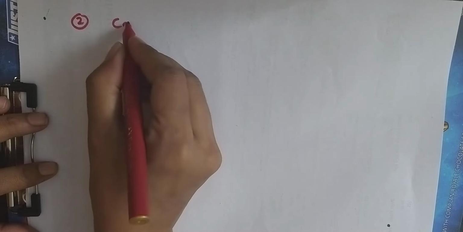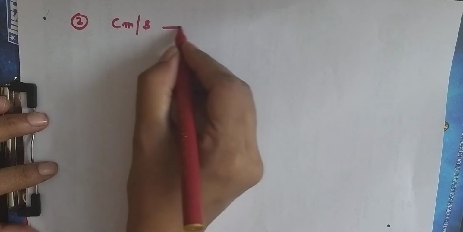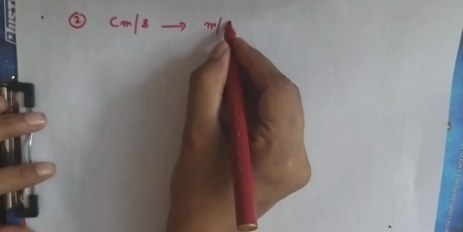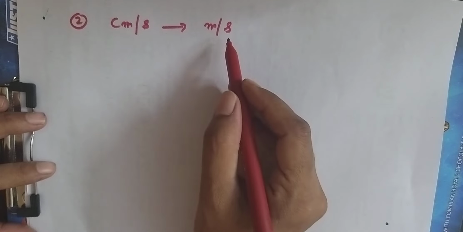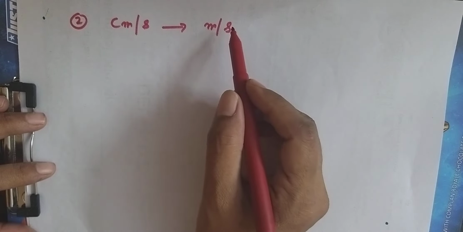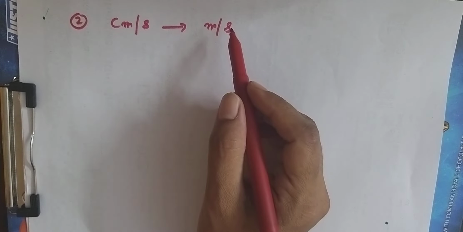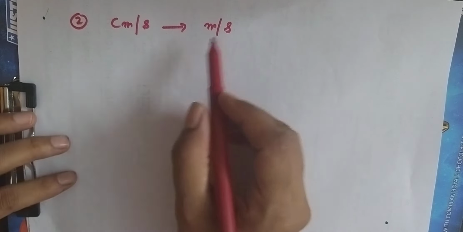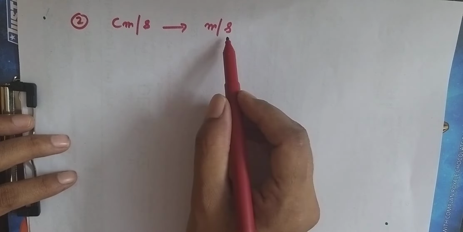We can take the example of another unit conversion also. So let's take centimeter per second into meter per second. Why am I changing it into meter per second again and again? As we know, this is the unit for speed and it is the SI unit. Every time we have to give the answers in SI unit, so we are changing every unit into meter per second.